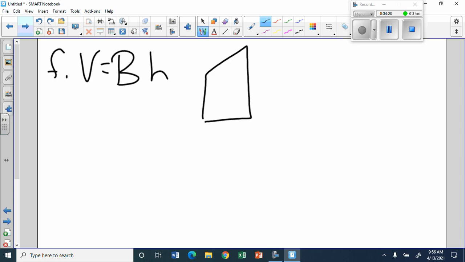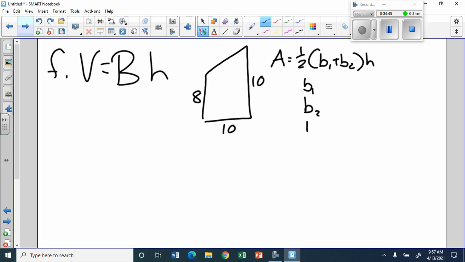9 feet, 10 inches, what does it round to? So this here is 10 feet. 10 feet, 1 inch, what does it round to? 10 feet. I need this side right here. This is 7 feet, 11 inches, what does it round to? 8 feet. Perfect. What's my formula for a trapezoid? Very good. 1/2 the quantity of base 1 plus base 2 times height. Base 1, base 2, height. Base 1, base 2 are the parallel sides, 8 and 10. Height is the distance between them.